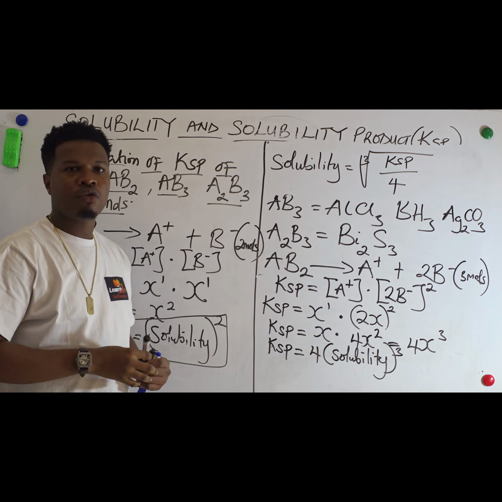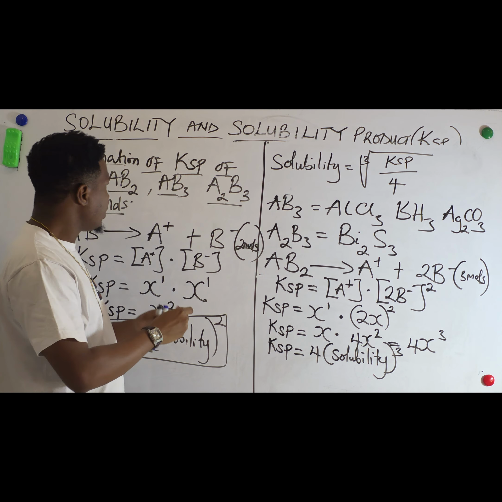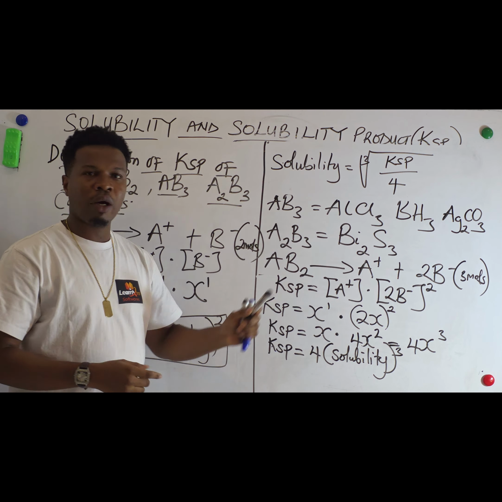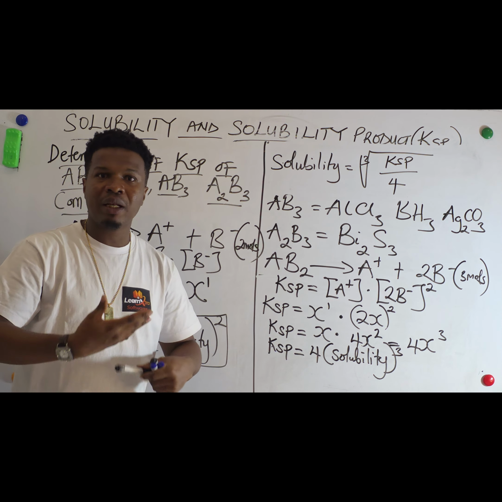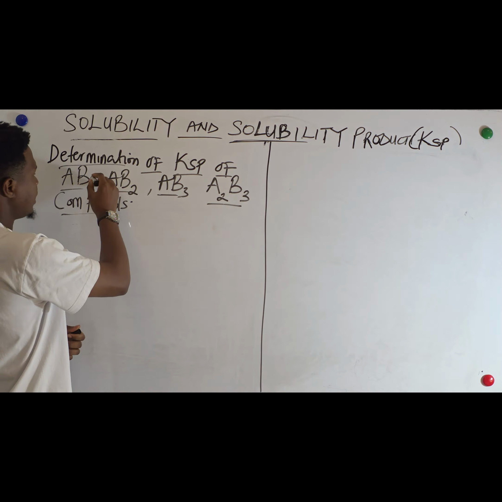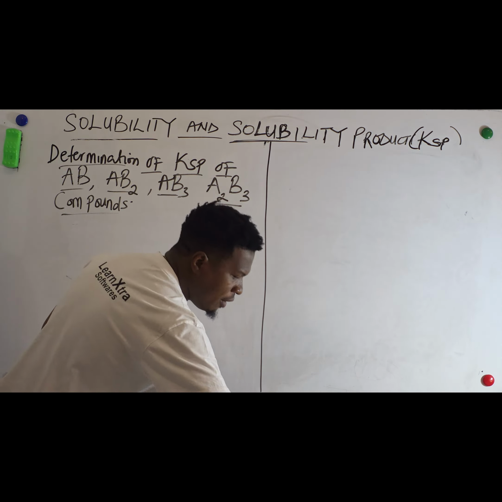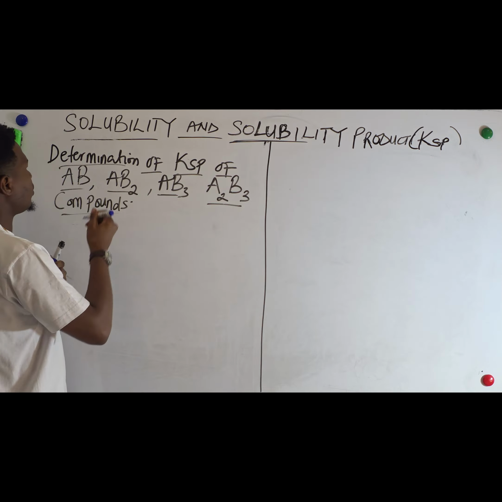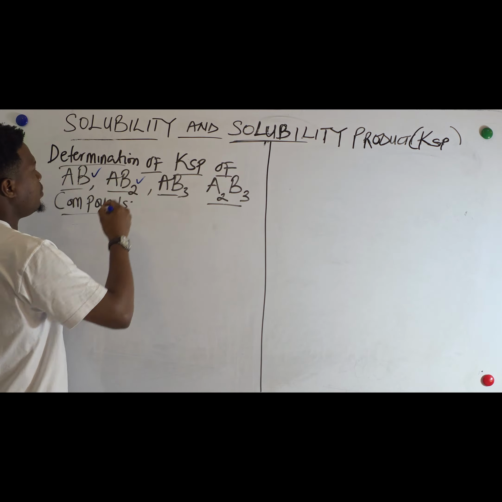Okay, so we are going to do the second, for this one, and then for this one, so you can know the several formulas you are going to use to evaluate this KSP. Remember, we have done for the AB molecule and the AB2.